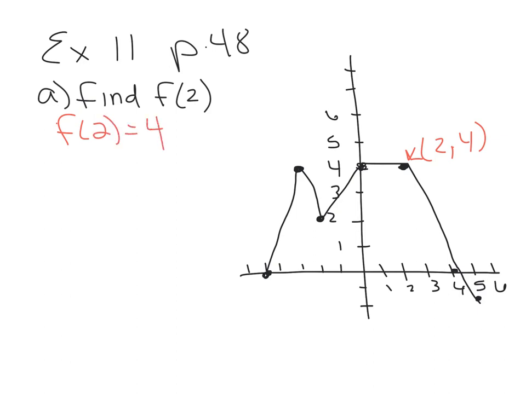All right, letter B asked us to find f of -2. So we're going to do the same thing. When x is -2, what y value goes with that? So we're going to follow the graph. This is x -2. This is the point right here that has an x-coordinate of -2. Its y-coordinate is +2. So f of -2 equals +2.